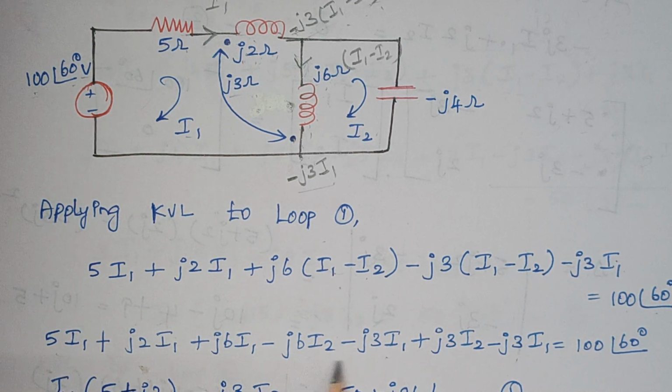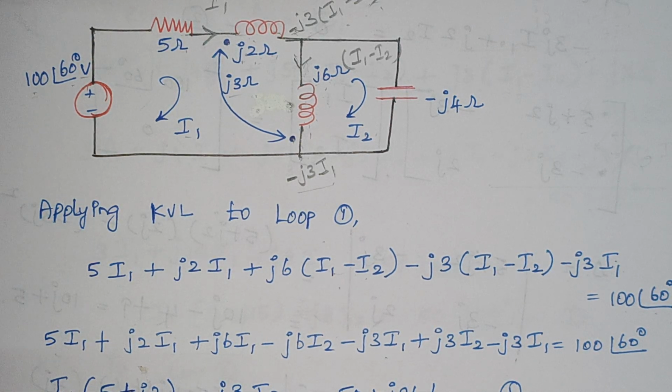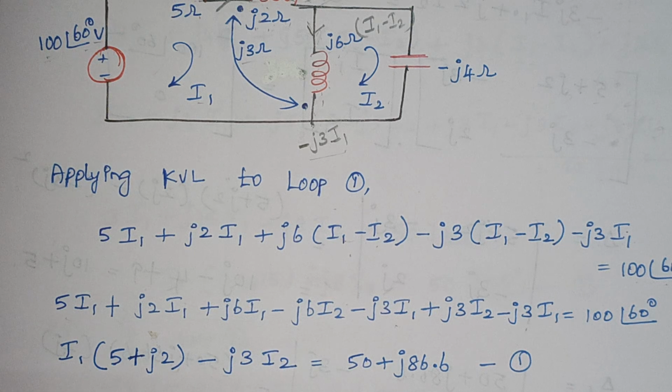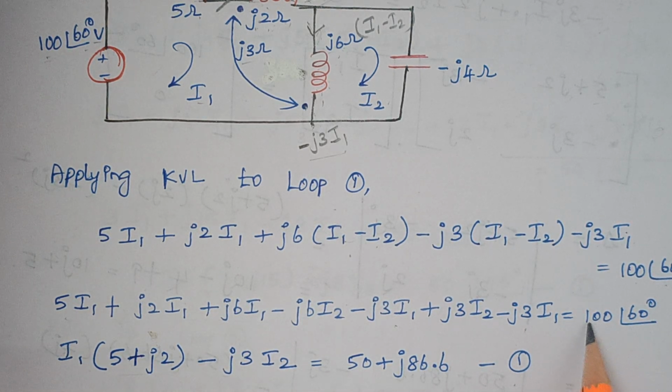So just multiply the terms, and combine the I1 terms together and I2 terms together. When you do that, we end up with the equation like this. Here I have converted this polar value into rectangular form. That's it. Now we are going to apply KVL to our loop 2.